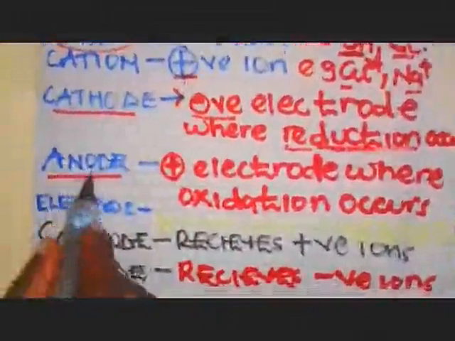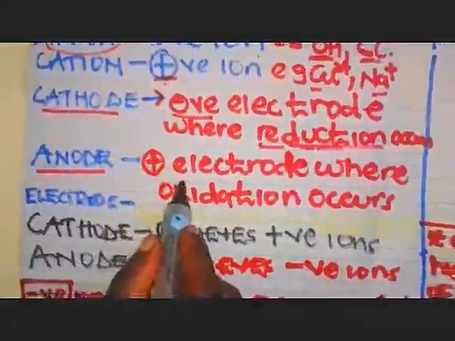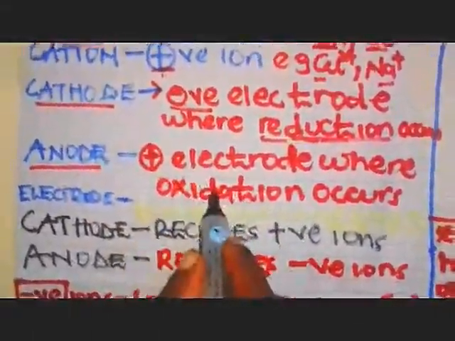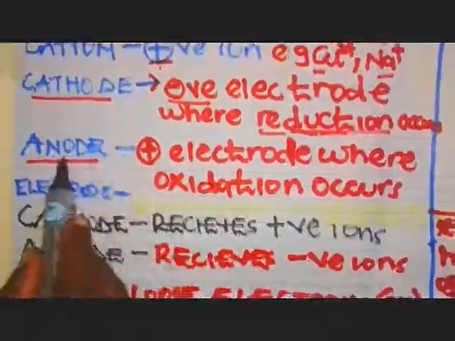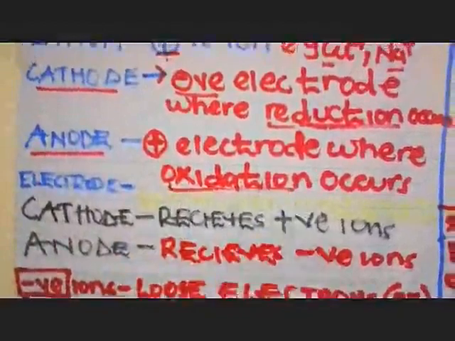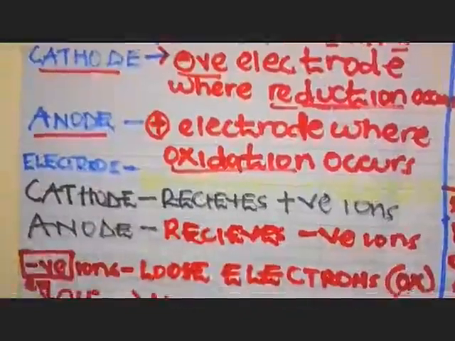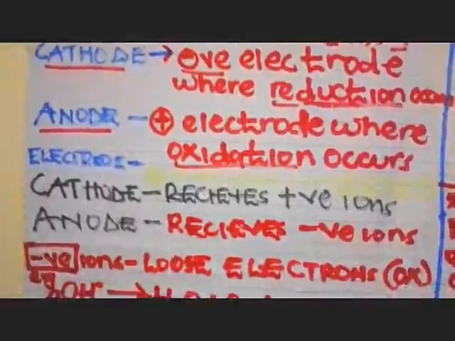Then when you come to the anode, the terminal is positive. Being positive, it means that electrons are going to be lost at that point. So this implies that at the anode, we are seeing oxidation taking place. We are going to see it as we move on with the other parts.